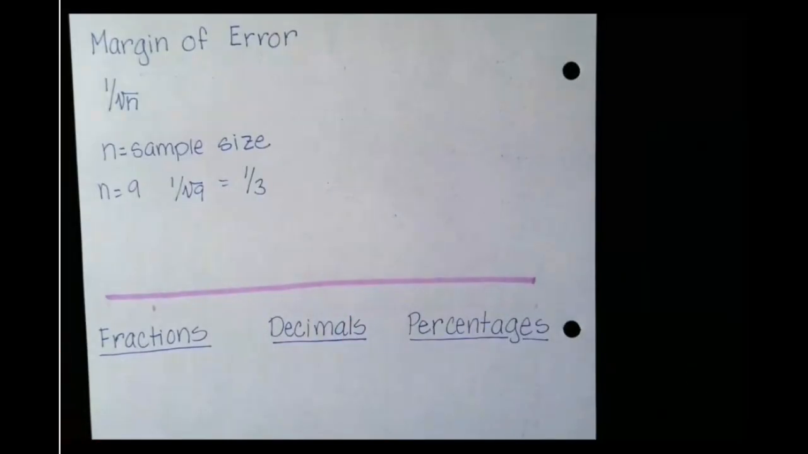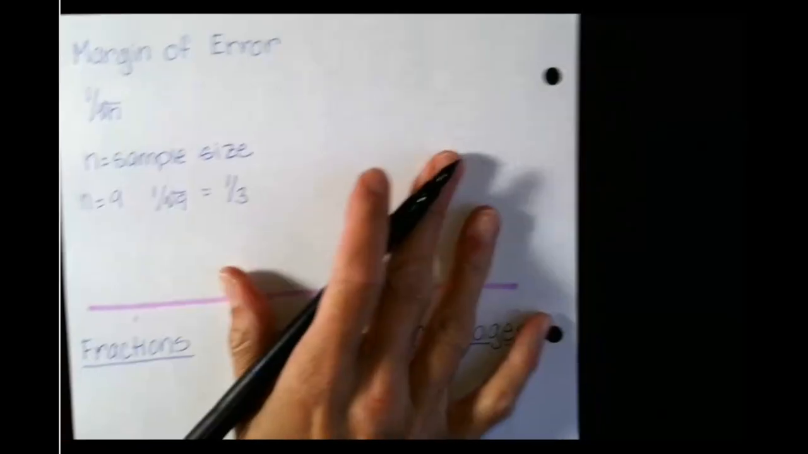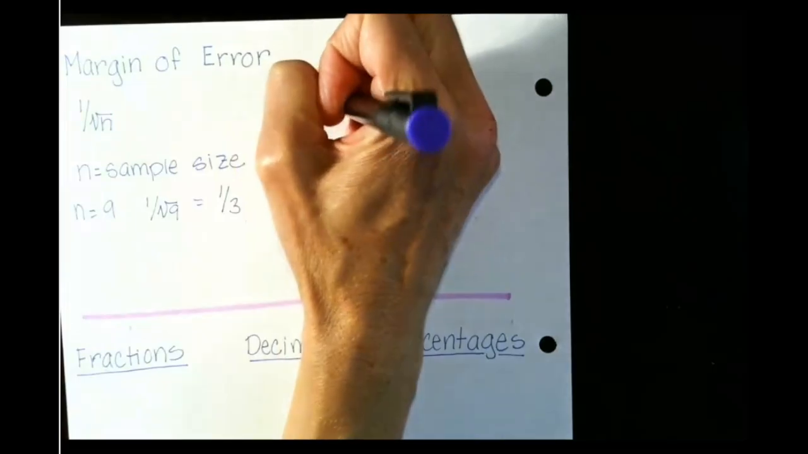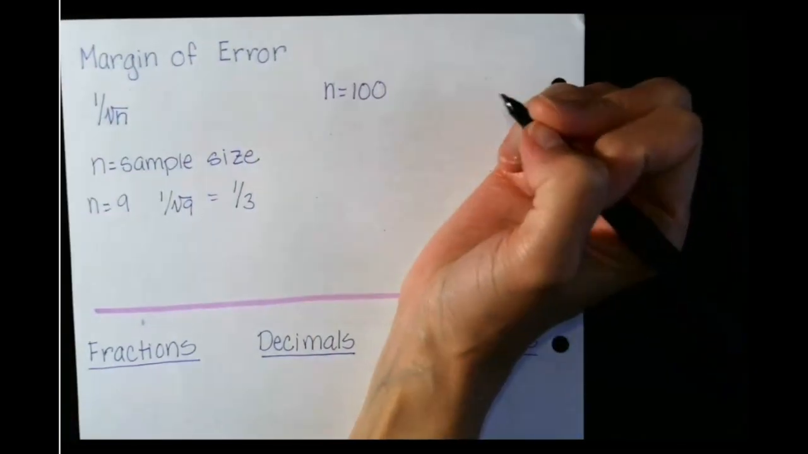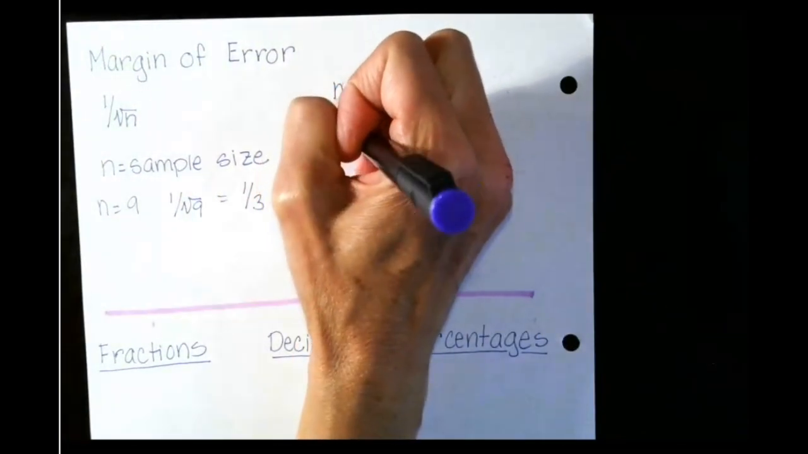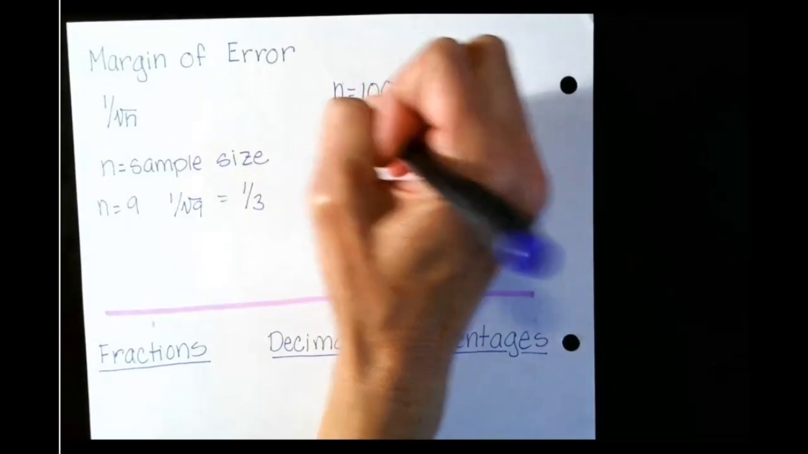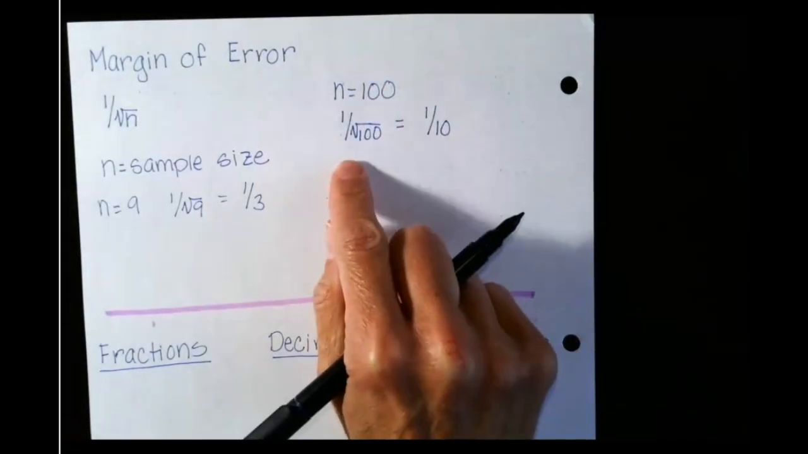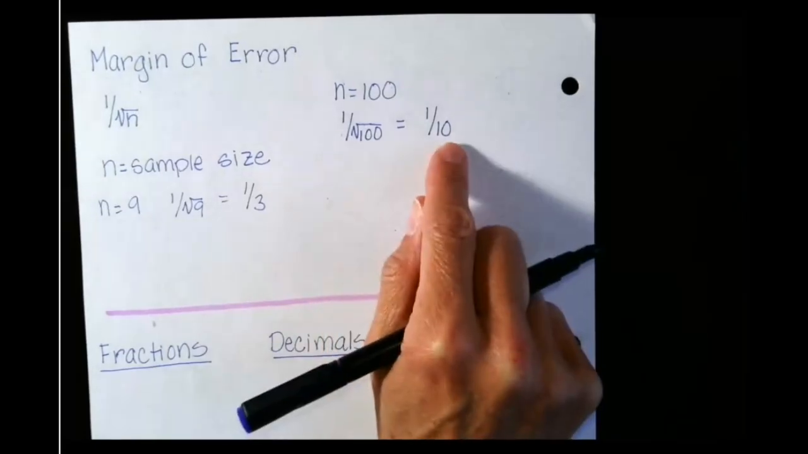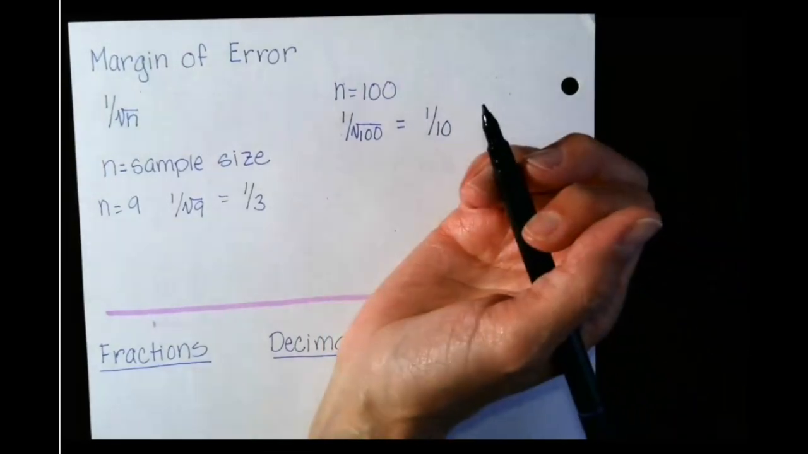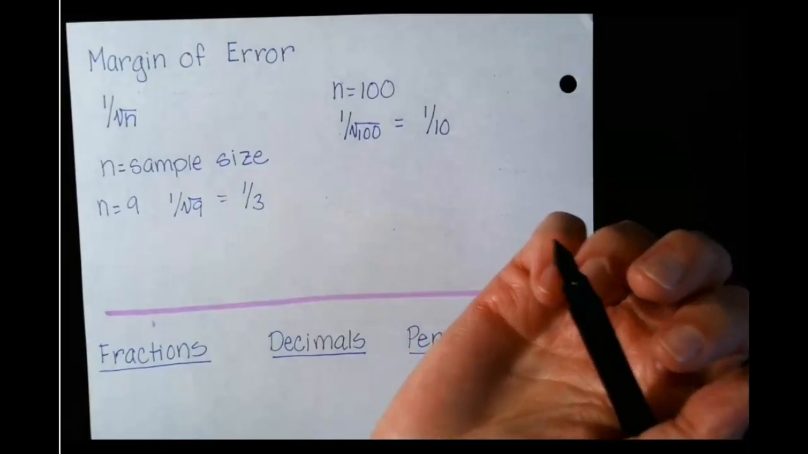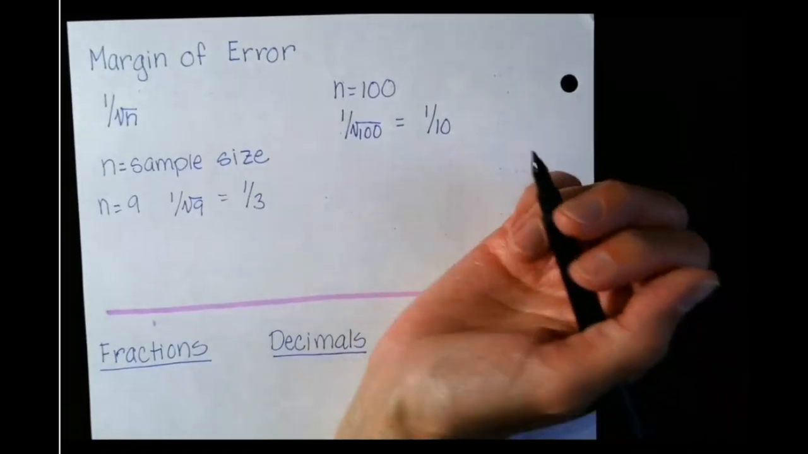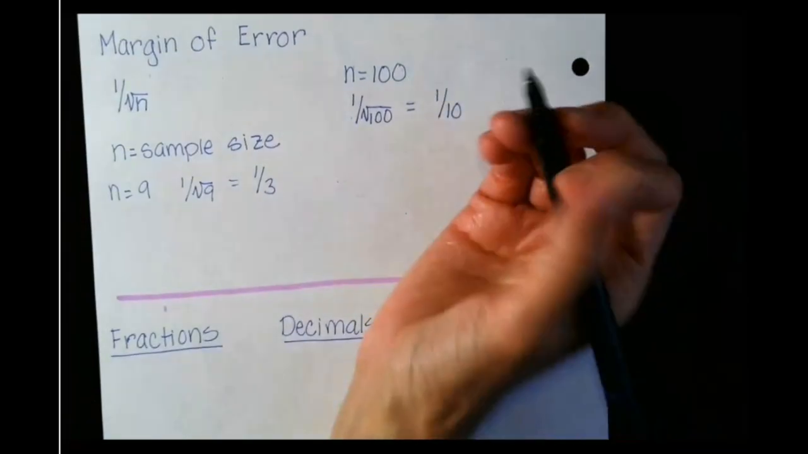So let's go ahead and look at a couple other examples with this. Let's say we have a sample size of 100. So we would say 1 divided by the square root of 100 equals 1 divided by 10, because 10 squared is 100. So the square root of 100 is going to be 10. But let's say that we have a sample size that doesn't go into a square root really simply, which sometimes, actually a lot of times, is what ends up happening.